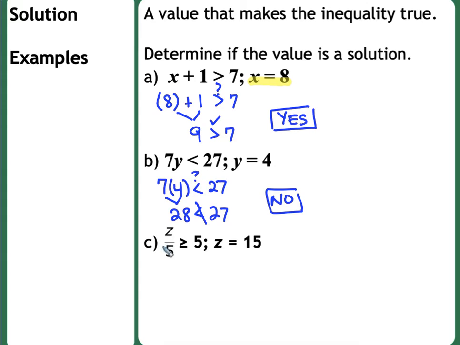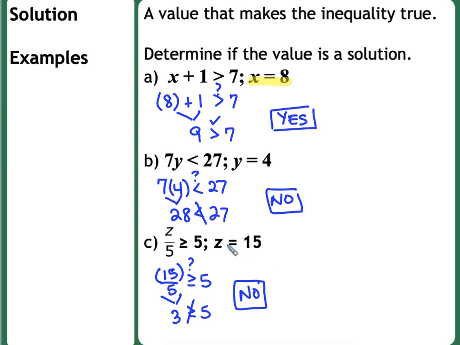And then for C, we have z over 5 greater than or equal to 5, and we're testing if z is 15. So is 15 divided by 5 greater than or equal to 5? 15 divided by 5 is 3. So is 3 greater than or equal to 5? No, it's actually less than, so this is a no.